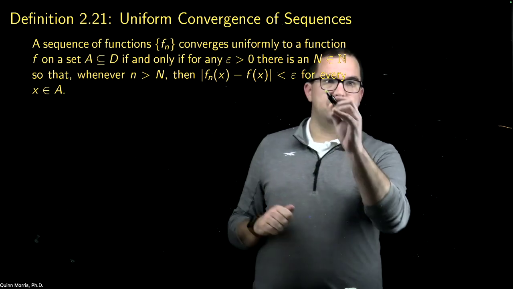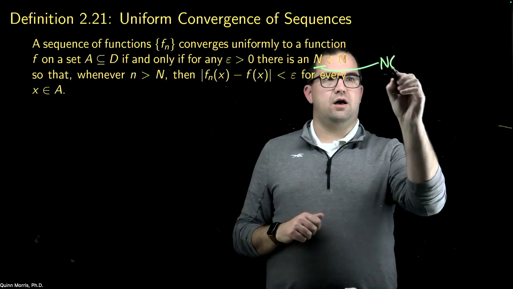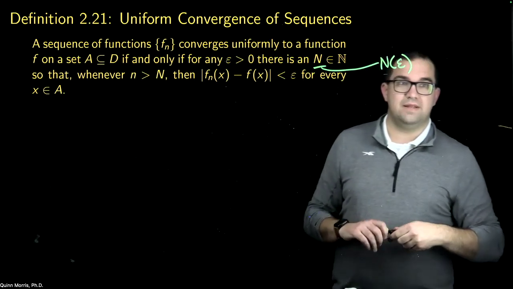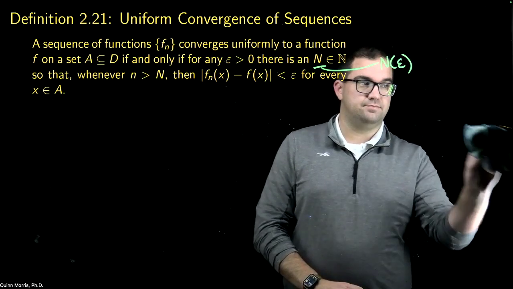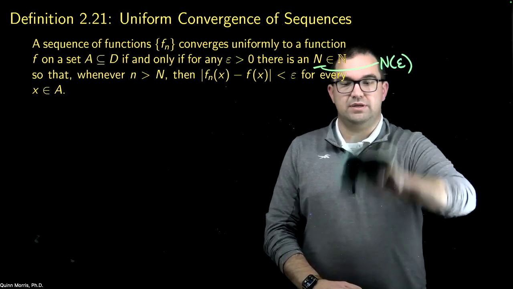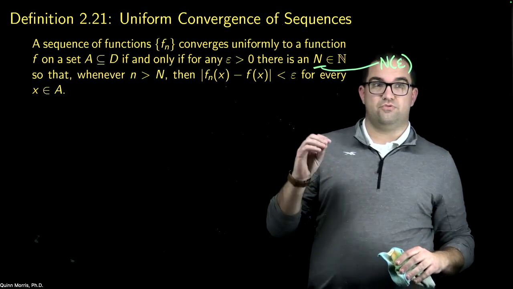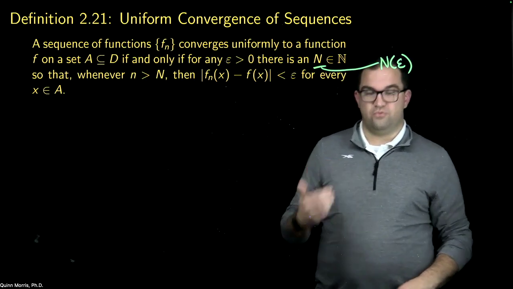So you'll actually sometimes see this written as N of epsilon. N can and almost always will depend on epsilon. It cannot depend on x, right? So the idea here is you need to be able to pick an N that does not depend on x in order for your sequence of functions to converge uniformly.